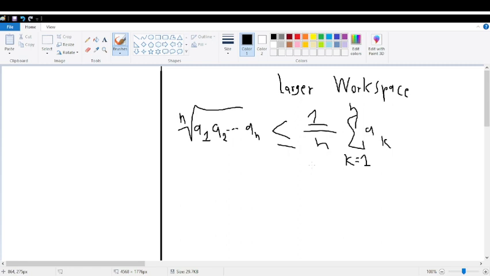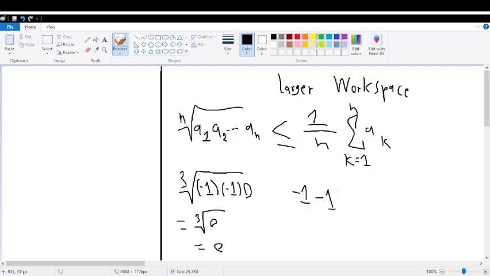This is something to note in case you're going over the problem set yourself. For example, let's take the third root case. The third root of -1, -1, 0 is just the third root of 0, which is equal to 0. However, over here we have (-1 + -1 + 0) over 3, which equals -2 over 3, which is strictly less than 0.